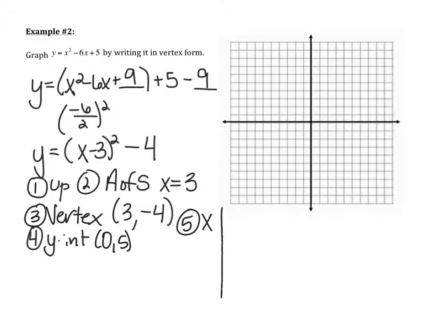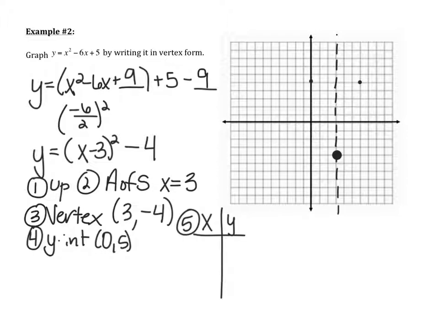So let's graph first what we have so far. We have the axis of symmetry, so I'm going to do a dotted line along x equals 3. We have a vertex at 3, negative 4, so I'm going to go over to the 3, down 1, 2, 3, 4, and put a dot. And we have a y-intercept at 0, 5. So I'm going to go up to the y-axis up to 5 and put a dot. And we know that it is 1, 2, 3 units away from the axis of symmetry. So I'm going to go 1, 2, 3 units to the right and put another dot.